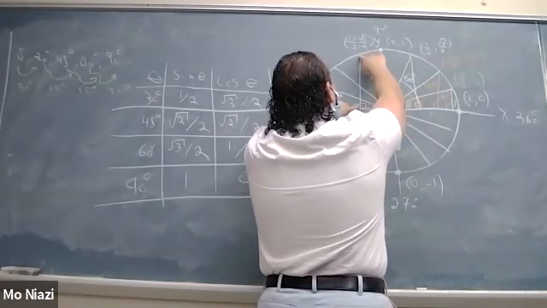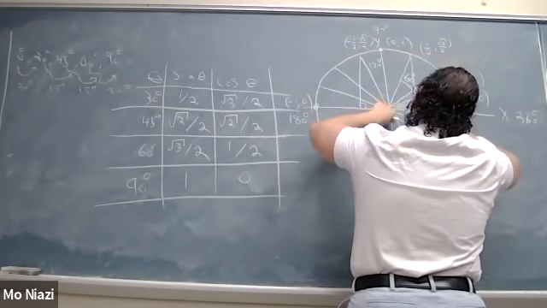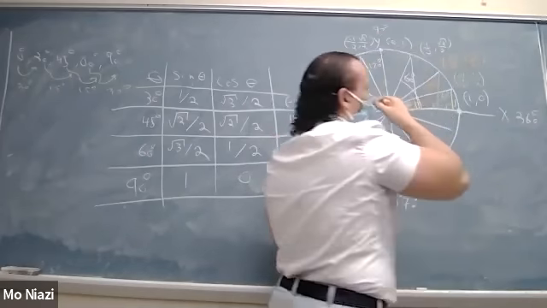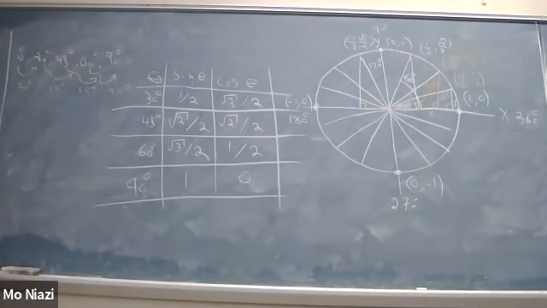Because this y length and this y length are the same, and this x length and this x length are the same. Hence why I did it all in the same color.